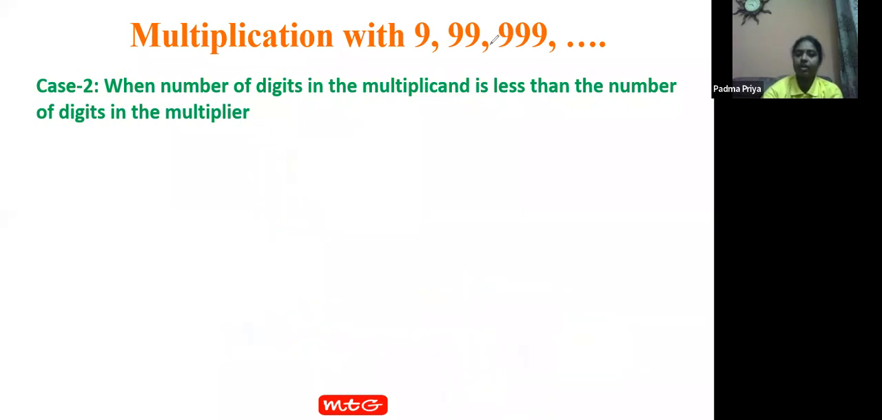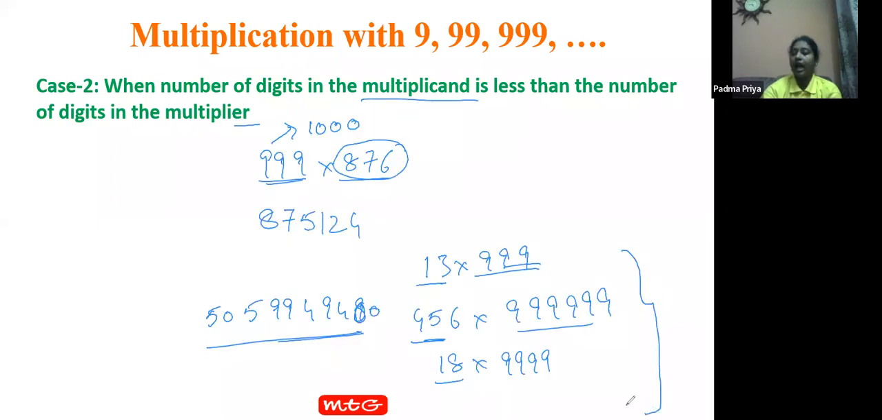Okay, ma'am. So in this case, children, like I'm showing on the screen, as we have done, whenever the multiplicand has fewer digits, what will we do? We will put extra zeros to its left side to match the number of nines. Here there are 3 nines, so I'll put a zero extra here. Here there are 6 nines, so I'll put 3 zeros to the left side, this way. And here there are 4 nines, so I'll put 2 zeros to its left side. Now again, I can apply the rule. Am I correct?